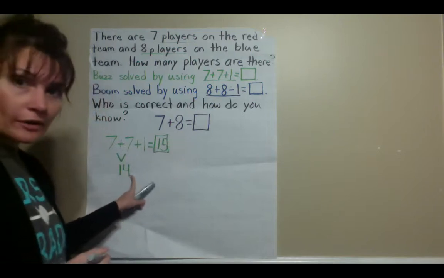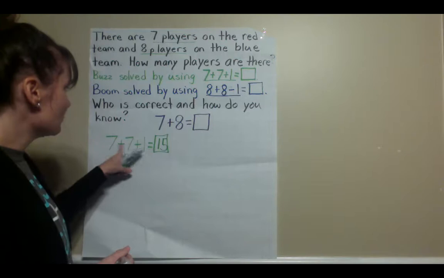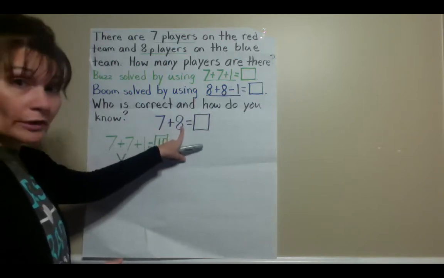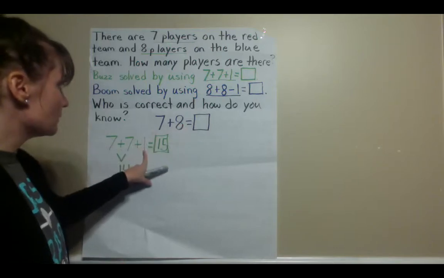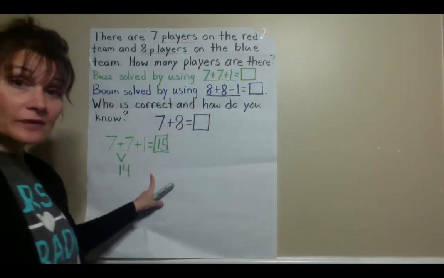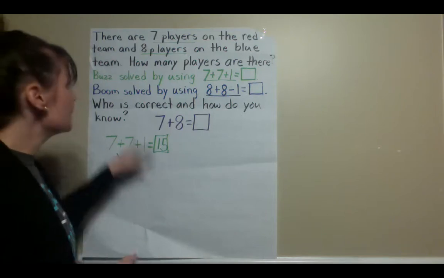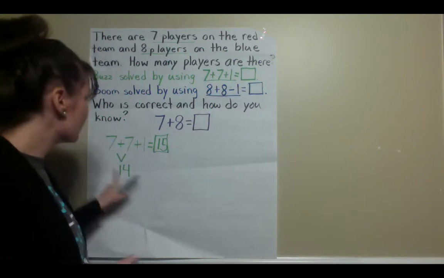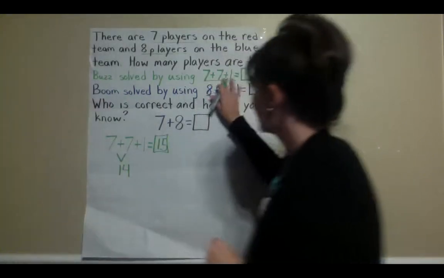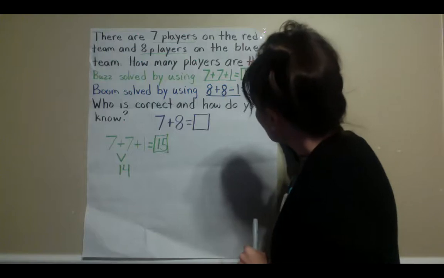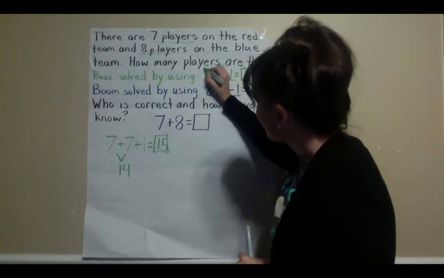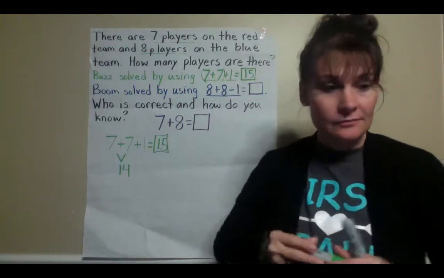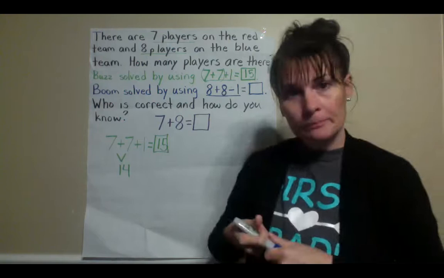So would that work? Would 7 plus 7, so you're doubling the 7, but there's 1 more, plus 1, would that help us solve this problem? Is Buzz correct? Let's see. He said 7 plus 7 plus 1 is 15. There's our 14, plus 1 would be 15. But what about Boom? Is he wrong?